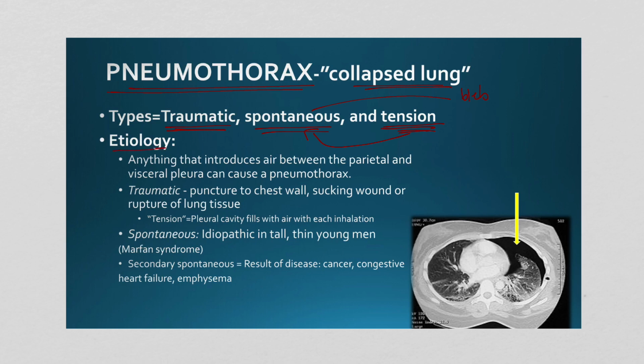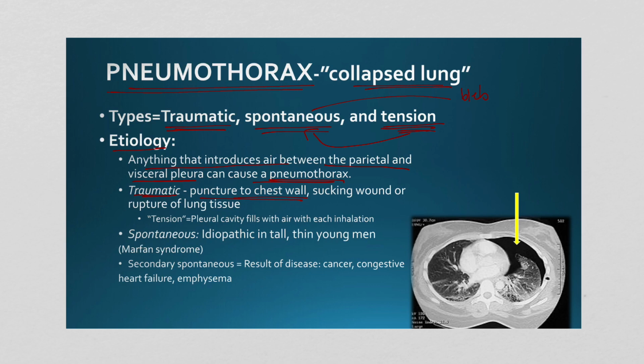But the etiology of it is anything that introduces air between the parietal and visceral pleura can cause a pneumothorax. And I kind of described all of that already, but most often it's traumatic in nature, right? It can be a blow to the rib, but it certainly could be a gunshot wound or a knife wound. When I say puncture to the chest wall, that's what I'm referring to.